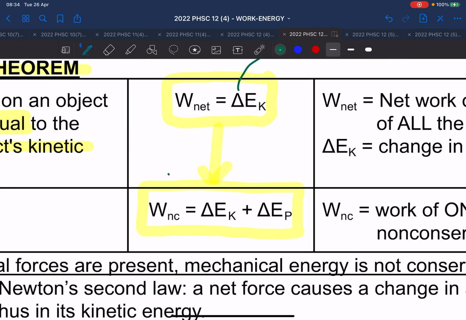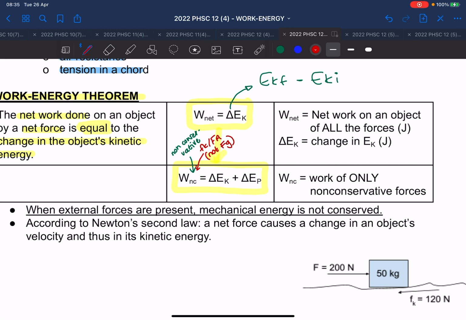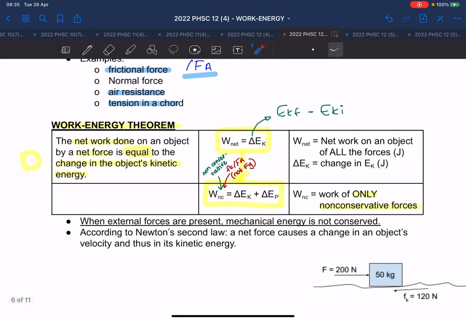Where that NC stands for the non-conservative forces. So the non-conservative forces, so all the friction, that will be friction and applied force and stuff like that. All those forces together, not gravitational force, so not FG. Okay. So it says here on the right-hand side, it is only the non-conservative forces. And then the formula changes a bit so that you also have the change in potential energy. So this is just the change in kinetic, this is change in potential as well, but both of them will be on your data sheet.